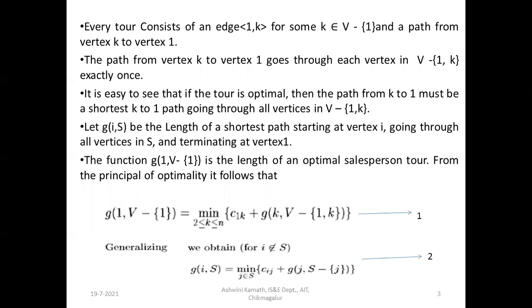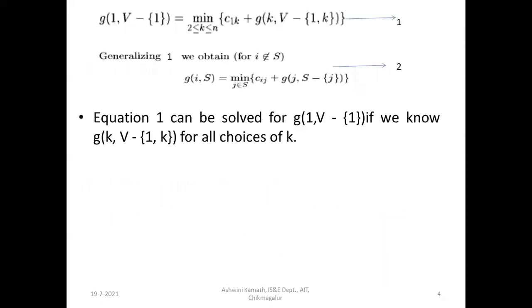Generalizing, we obtain for i not in S: this is for 1 we have written. For other vertices also we have to write, right? Because in between we need to find the path, means in between we have to select the edges. For those edges we need this. G of I comma S is equal to the minimum of Cij plus G of J comma S minus J, where J belongs to S. S is the set of vertices in between we are going to consider. So these are the two formulas we are going to use.